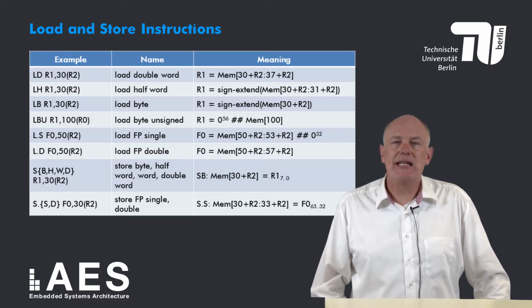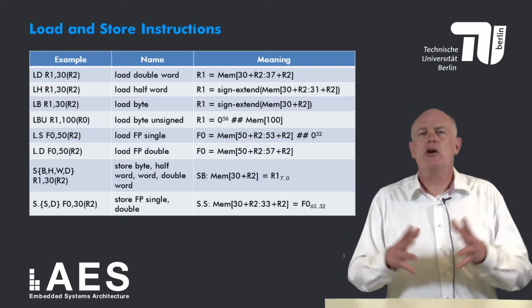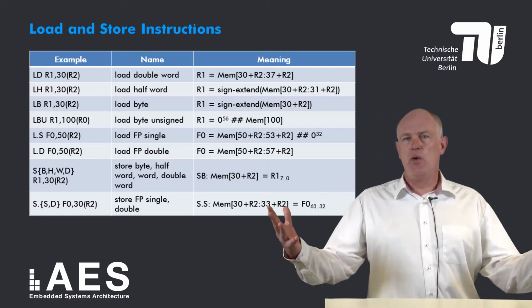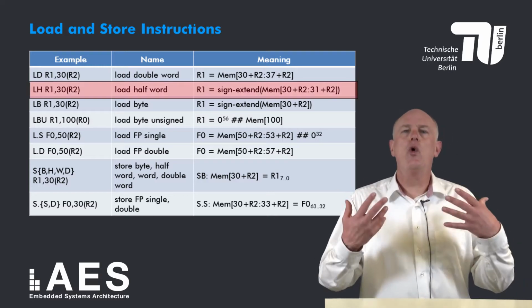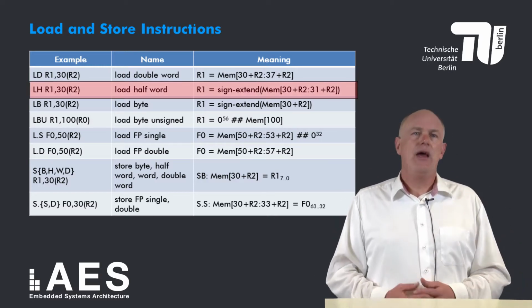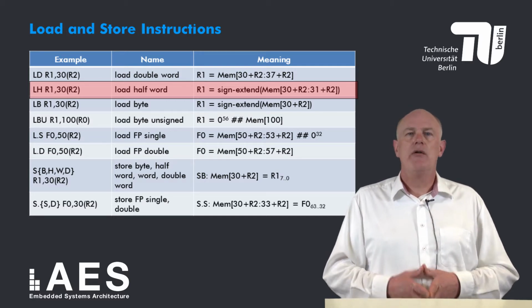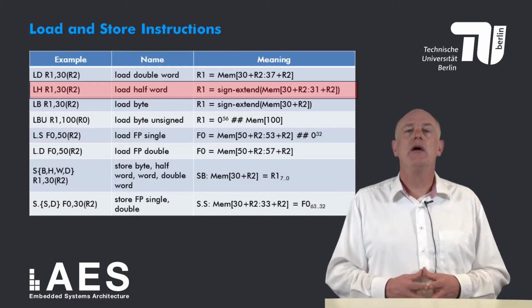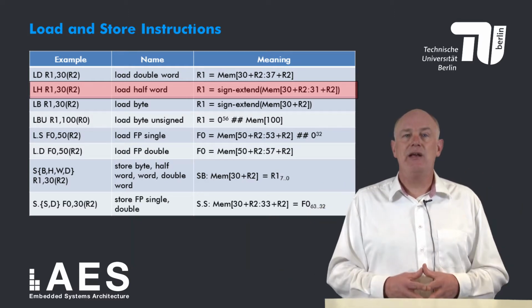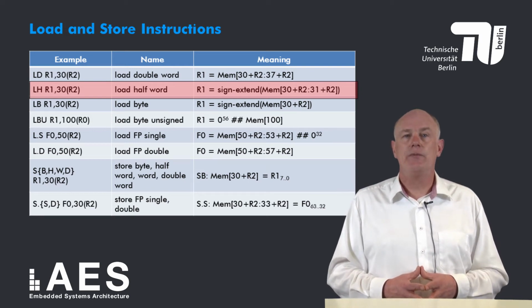First, the memory access instructions, the loads and stores. I will not discuss them all, but just give a few examples. First, the load half-word instruction. In assembly, you write the acronym LH, followed by the destination register, in this case R1, followed by the displacement, in this case 30, and the base register R2.